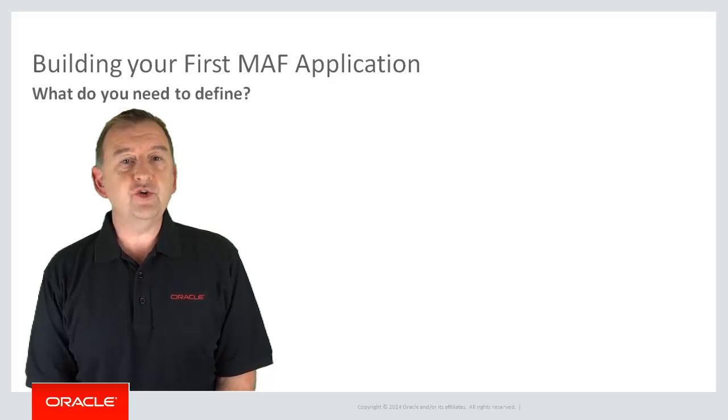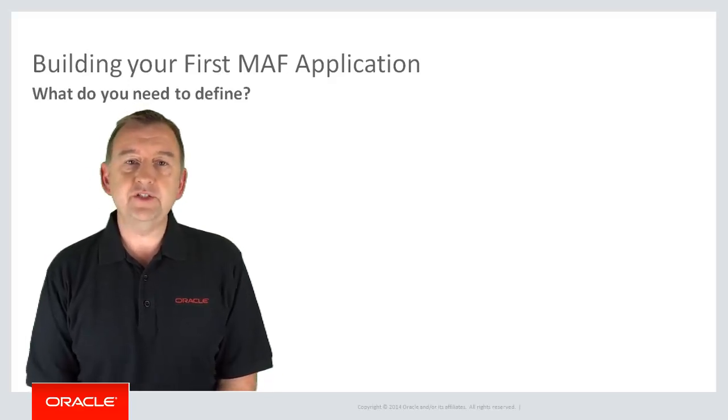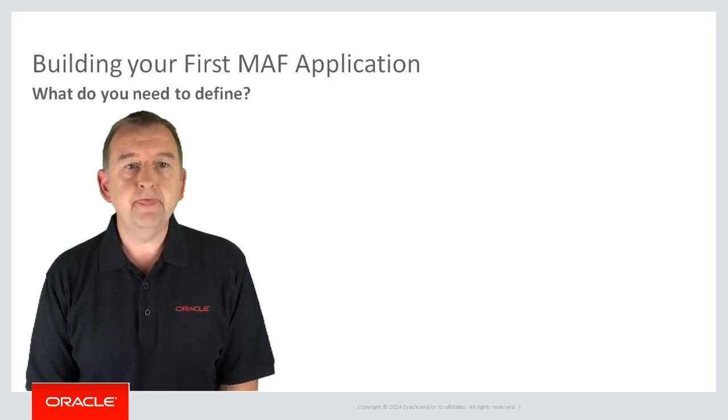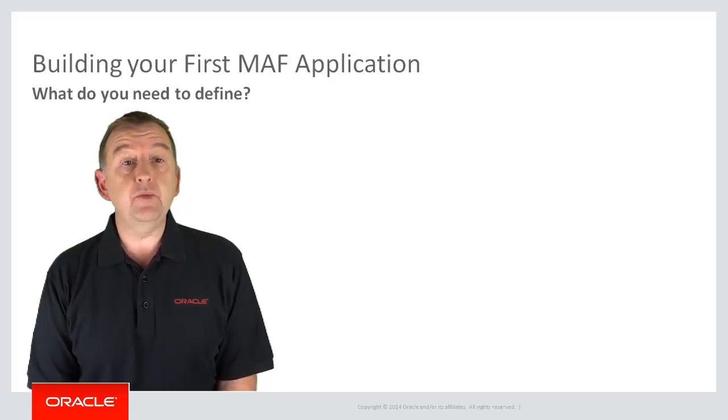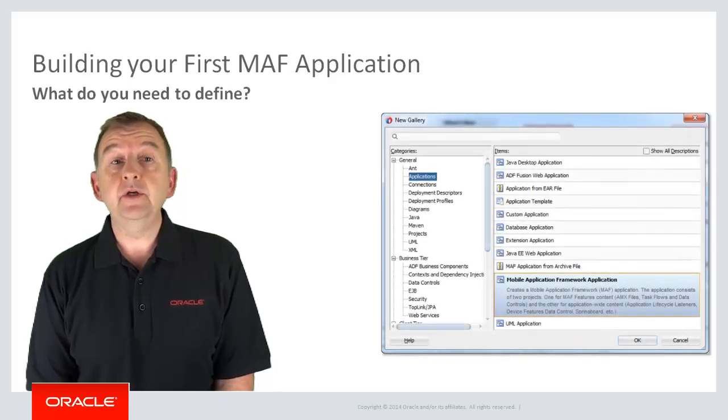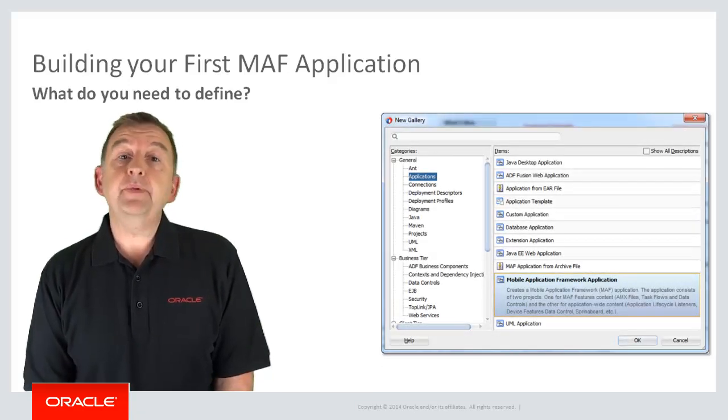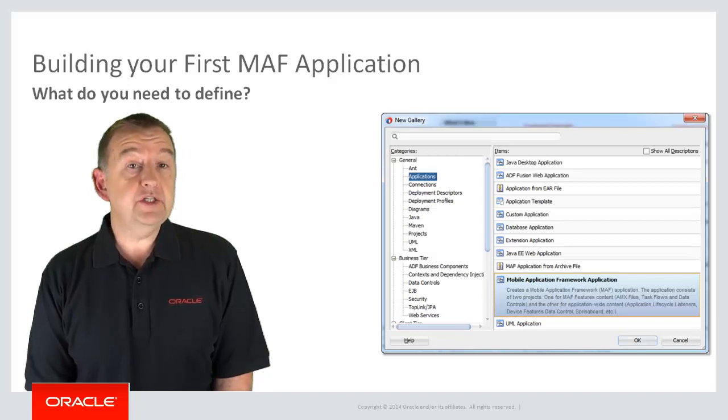So you're ready to create your first Oracle MAF application. So what do you need to do? Well, first of all, simply select File from the top level menu bar in JDeveloper, and you'll be presented with the new gallery. Select Mobile Application Framework Application, and then click OK.